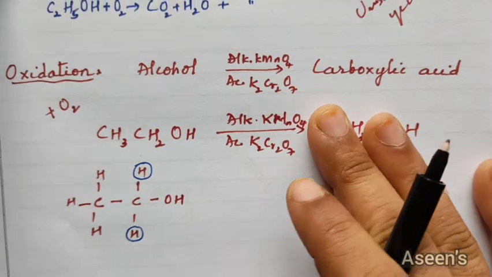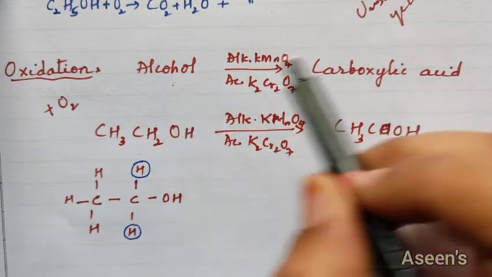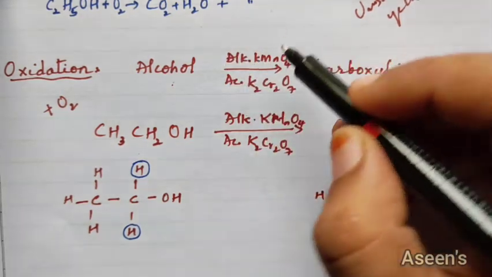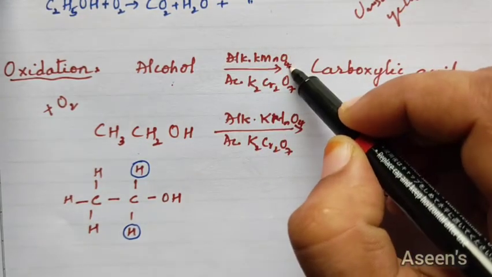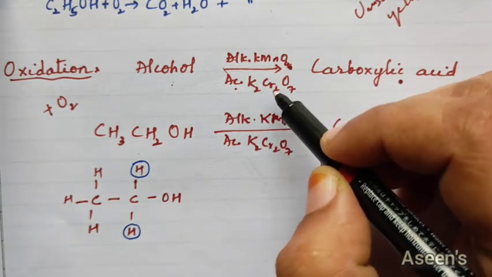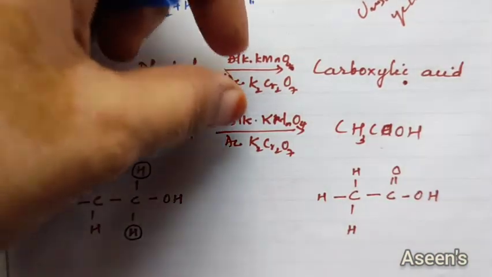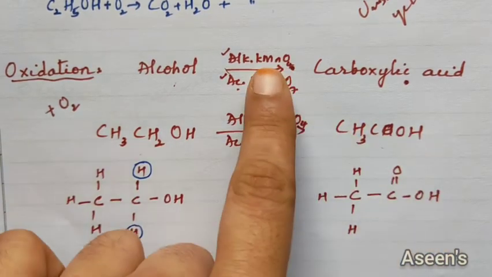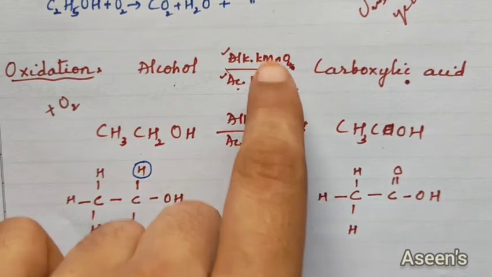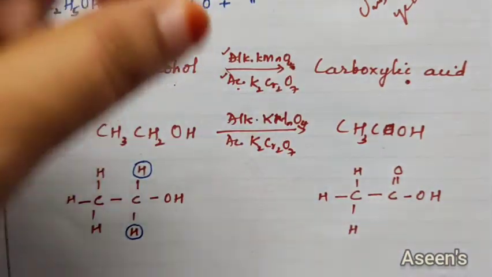So here we are taking a simple example, this is a general part of what I have done. Alcohol is converted into carboxylic acid in the presence of either alkaline KMnO4 or acidified potassium dichromate. Either this or this, any one. These two are the catalysts. A catalyst is something which helps the reaction to occur. Moreover, these also act as the oxidizing agents. They are the ones which are giving the oxygen.